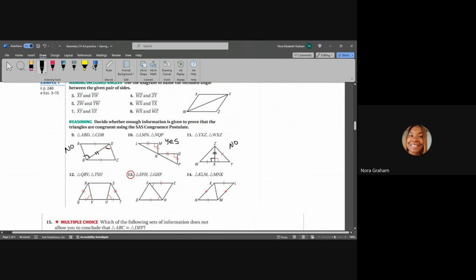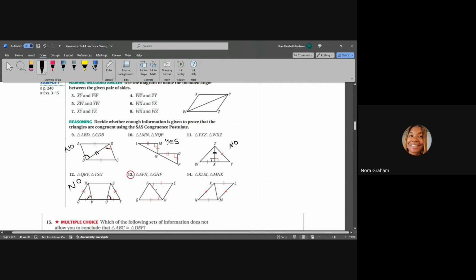We have QRV and then we have TSU. They give us the corresponding sides. If I look right here, I don't think I'm going to be able to conclude much because again, my angle is outside. It's not an included angle. It's not in between my two corresponding sides. So I would say for 12, it's a no. We can't use side angle side for that one.